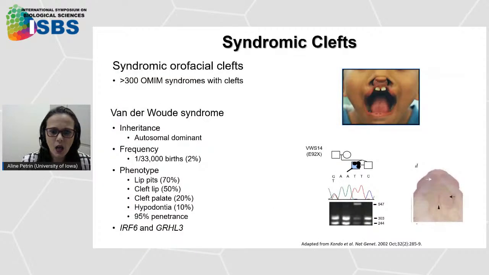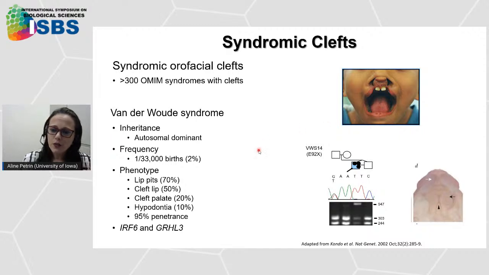My main focus today will be non-syndromic clefts, but I also want to tell you that clefts can be part of syndromes, and there are over 300 syndromes that have cleft lip and palate as part of the phenotype. The most common syndromic form of clefting is Van der Woude syndrome, which is an autosomal dominant syndrome and affects about 1 in 33,000 births. The phenotype may include cleft lip, cleft palate, hypodontia, and also lower lip pits.